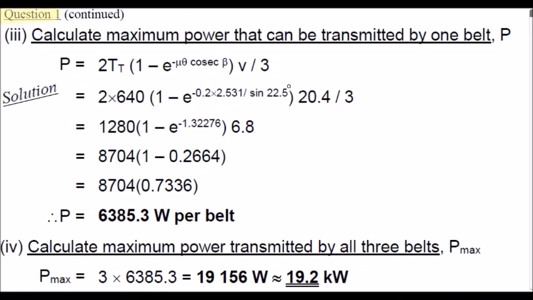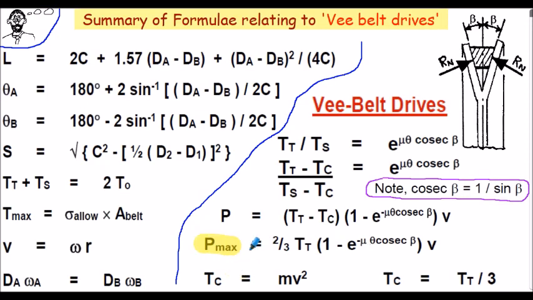Question 1, solution continued. Step 3 here, we're going to calculate the maximum power that can be transmitted by one V-belt here, or P. So here's the equation for maximum power from one V-belt. Just extracted it from our formula sheet here.